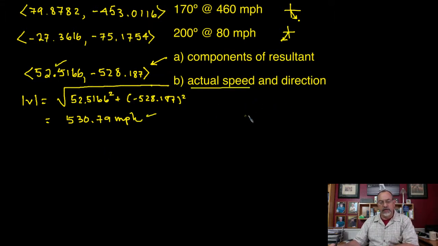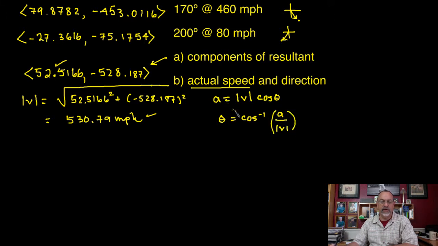To determine the direction angle, there's a couple of different ways we could go about this. We know from the equation that the a component is equal to the magnitude times the cosine of the angle. We could determine the measure of the angle by doing the inverse cosine of the a component divided by the magnitude, and that's just algebraically manipulating this. Divide by the magnitude and then use the inverse function. So we could use the inverse cosine of the component, 52.5166, divided by the magnitude of 530.79.